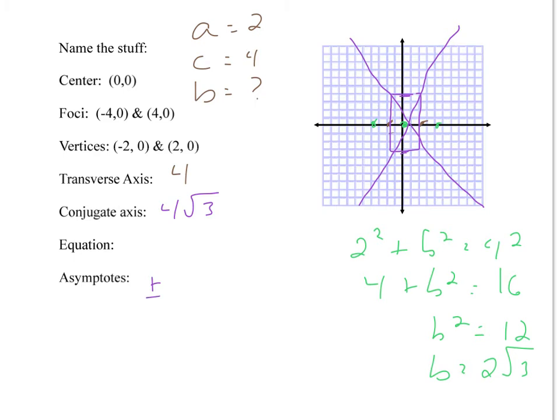So my asymptotes, just so we know, our slopes are plus or minus b over a, which is 2 over, whoa, I take that back. b was 2 root 3, so it's 2 root 3 over 2, which equals plus or minus root 3. Okay, but now my hyperbola, I'll do this in bar round, is going to look something like this. It's going to hug my asymptotes.